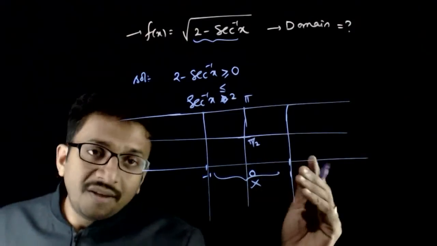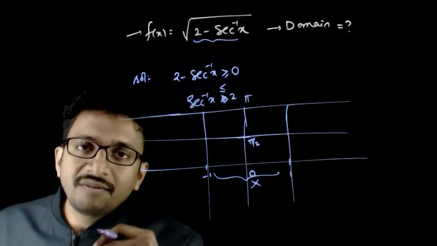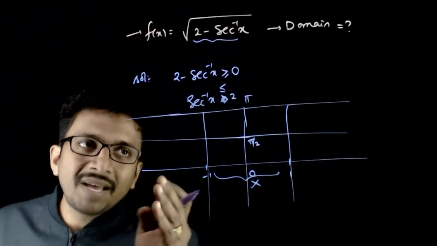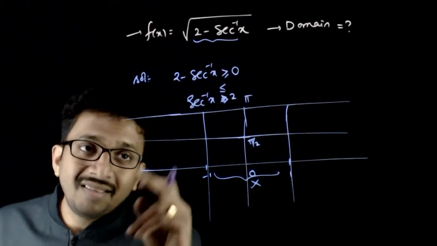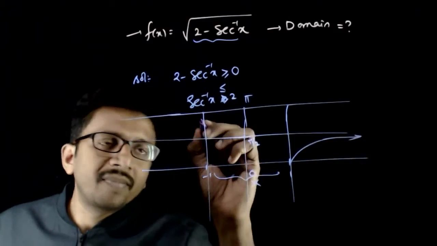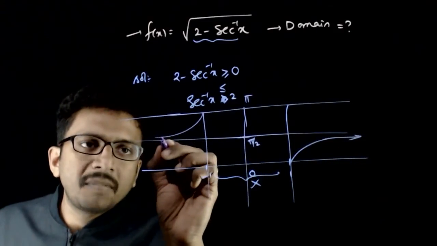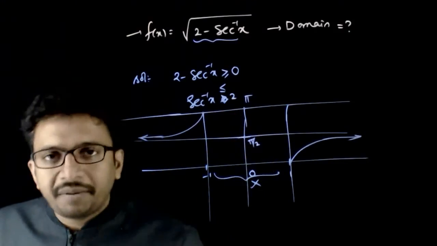So now, if a number more than 1 goes, secant inverse x will be in the first quadrant. If a number less than minus 1, if a negative number goes inside secant inverse x, you get an angle in the second quadrant. So the graph is something like this. So this is 0, pi by 2 and pi.